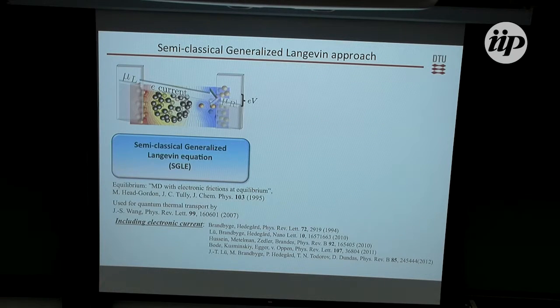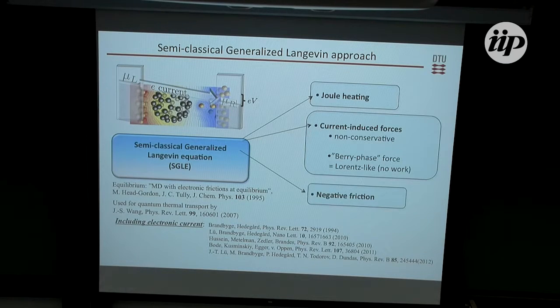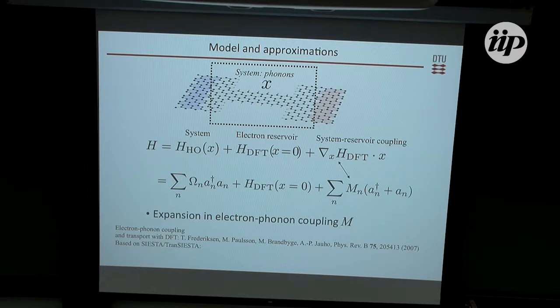So what I'm going to describe now is the semi-classical generalized Langevin equation and how you have actually a number of interesting effects in this. You have the Joule heating, you have the forces, and you have other effects because of the current. So coming again back to our model, we treat the vibrations in a harmonic approximation, calculate the vibrations inside our system. We use DFT Hamiltonians to describe it. We calculate also the coupling from DFT. So there's no fitting parameters or putting stuff by hand in what we're doing.